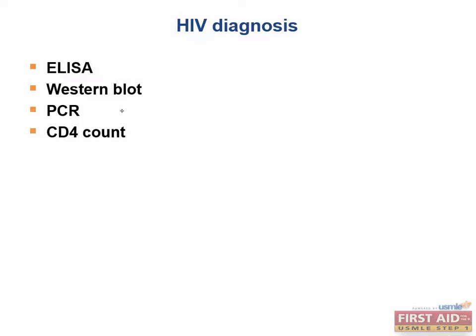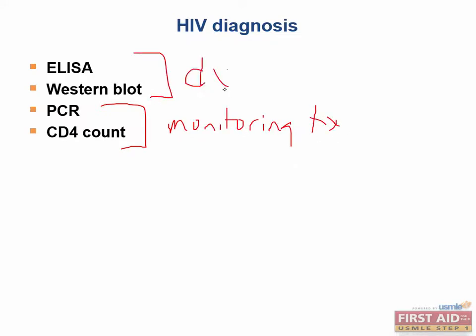So we can think of the PCR and CD4 count as responsible for monitoring therapy, while the Western blot and ELISA are the diagnostic tests. Remember, HIV infects CD4 cells, and the number of CD4 cells present in the blood is a marker for how well controlled the infection is.